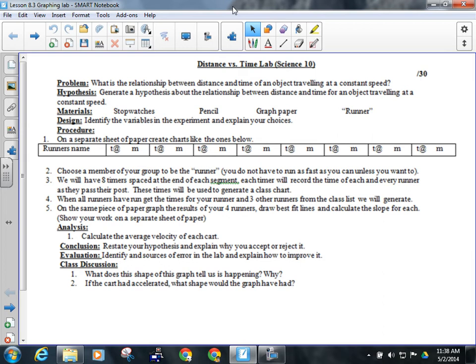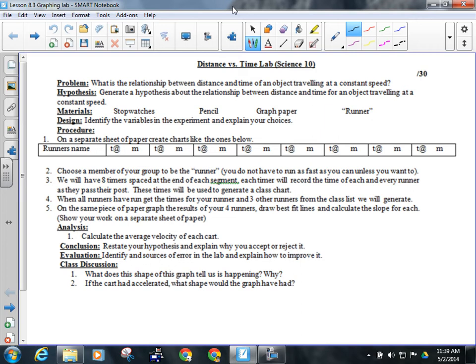Make sure that your hypothesis talks about the relationship between distance and time for an object traveling at a constant speed. These things do travel at a constant speed. They do not accelerate. Once you set it on the floor, it's essentially going to travel the same speed the entire time.